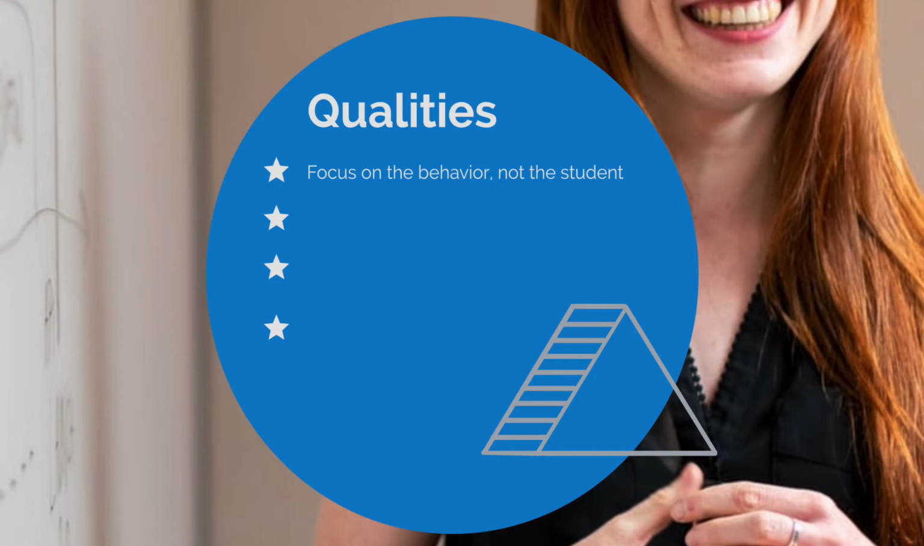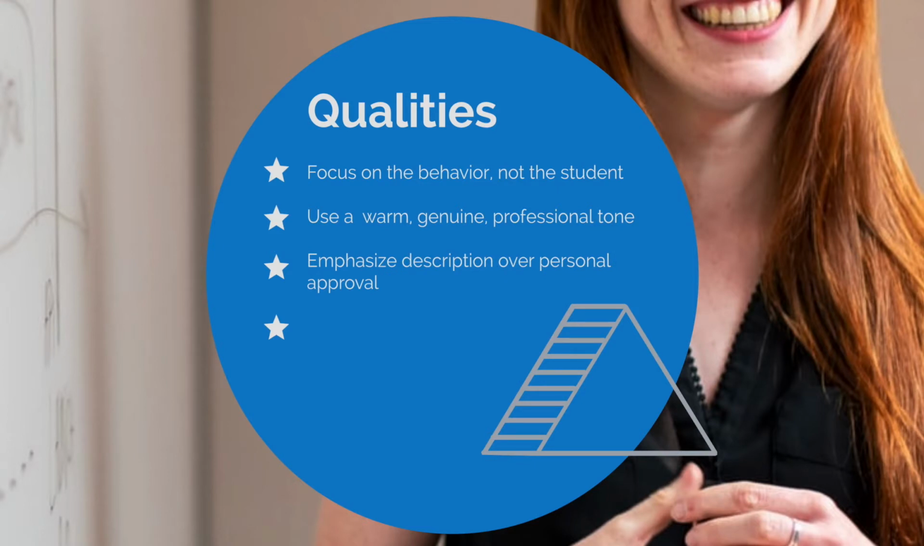That shows consideration and care for your classmate, rather than focusing on the student by saying, "Thank you for being such a kind person." All types of feedback should be given with a genuine, warm, and professional tone. Positive and instructive feedback can be given publicly or privately, depending on the preferences of the student. Corrective feedback should be given as privately as is possible. Feedback should emphasize description of student behaviors rather than adult approval.